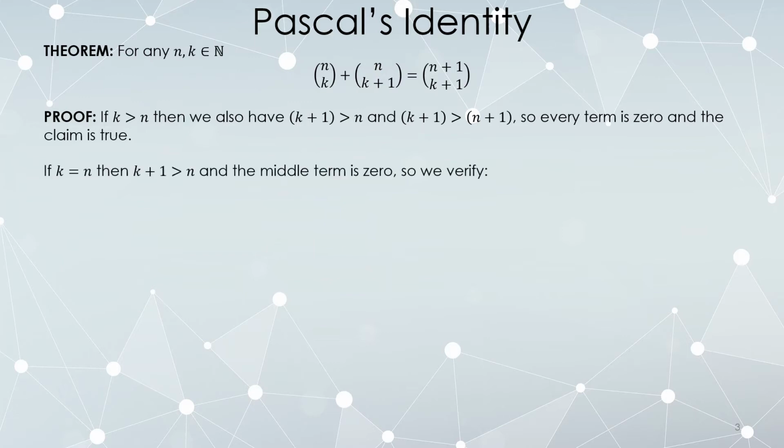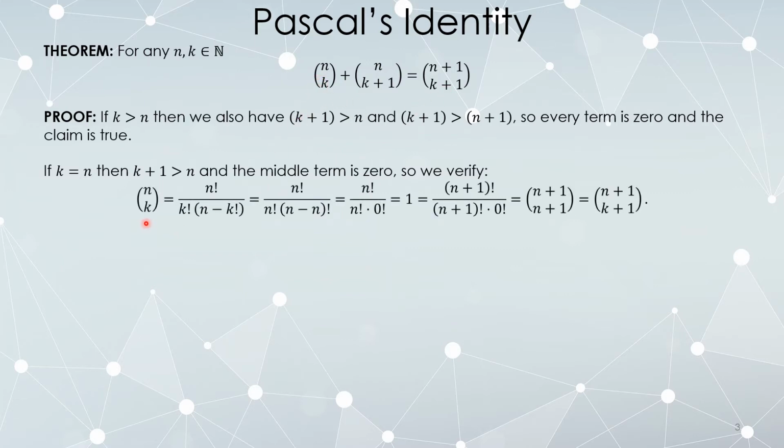Well, what if k isn't bigger than n? Then maybe k is equal to n. Well, if k is equal to n, then k plus 1 is definitely bigger. So if k plus 1 is bigger than n, this middle term here is still definitely 0. However, if k is equal to n, then k plus 1 is equal to n plus 1, so both of these terms do exist. So let's work from the left.